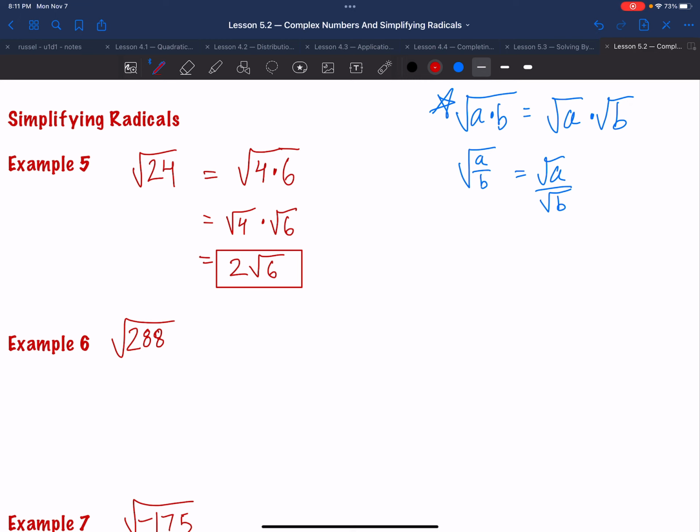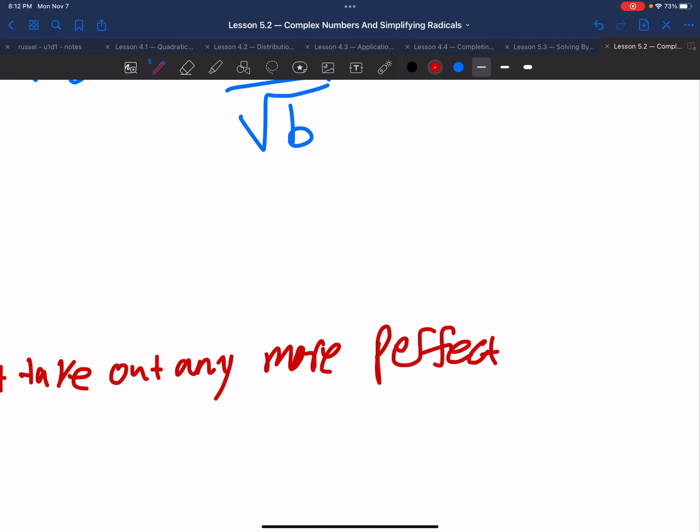Now, how do I know not to go further? Well, the square root of 6 equals the square root of 2 times 3, but you can't go any further, right? You can't take out any more perfect squares. All right.